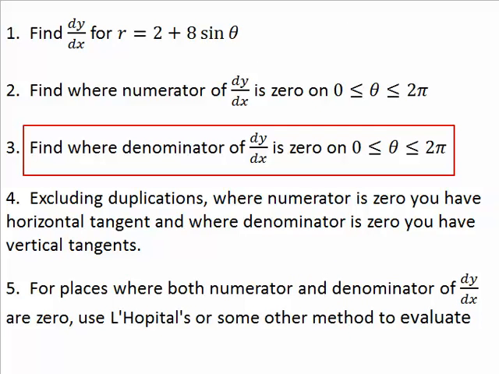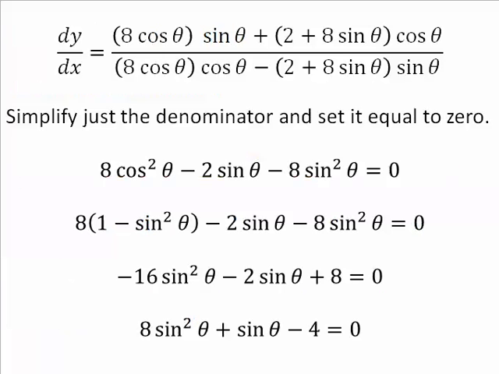Find where the denominator is 0. Now, finding where the denominator is 0 takes even more work. Okay, why is that? Well, simplify the denominator and set it equal to 0. What you end up with when the dust settles is a quadratic formula.